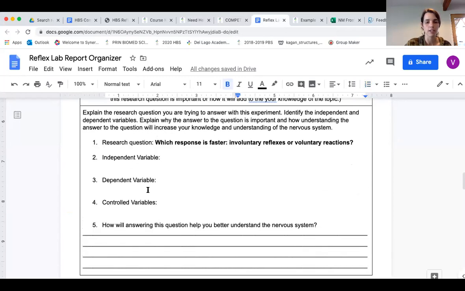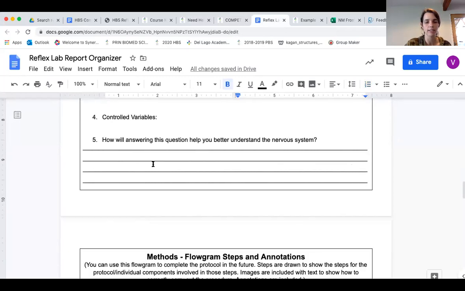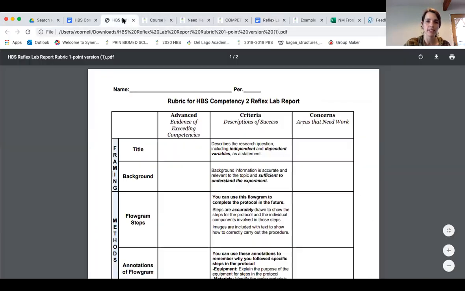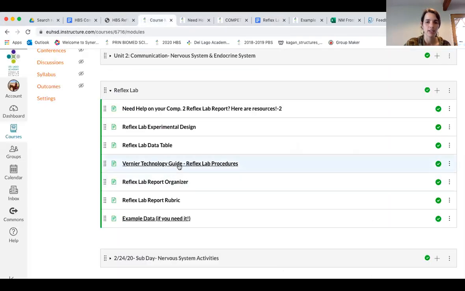You'll identify your variables. Email me if you need help on this. Your flowgram, okay? So this is a visual guide of the procedures of the lab. Make sure you have annotations. Those are short descriptions of what is occurring in each step. If you need help remembering what we did during this lab, go ahead and go to the technology guide to get you started, and then add more information. Think about what we actually did in that lab.